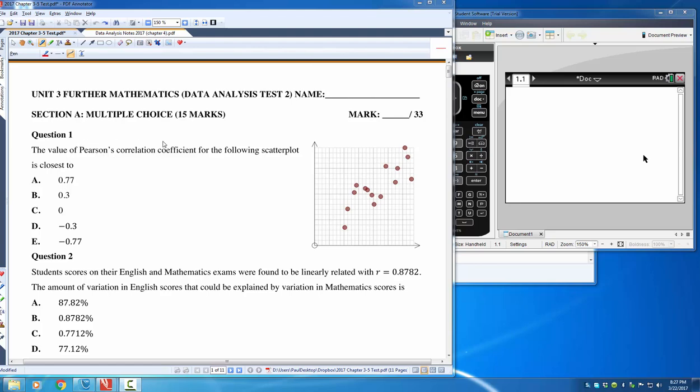The value of Pearson's correlation coefficient, so that's the R value, is what we're looking for in this scatter plot. What we're going to get is a fairly good R value here, and it's positive as well. So that rules out this one here, and this one here, because they're both negative. The correlation can't be 0, and 0.3 is just too low. So a definite answer is this one here.